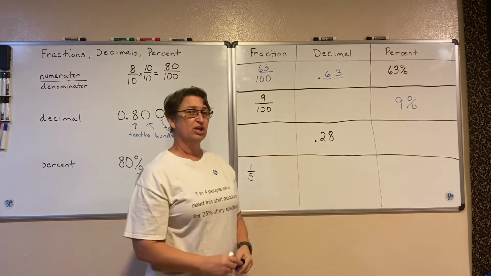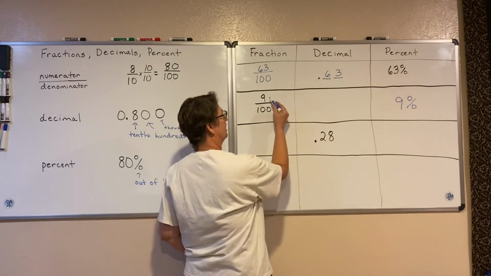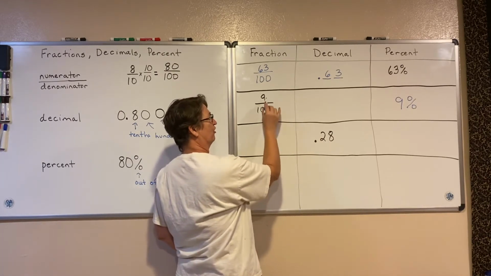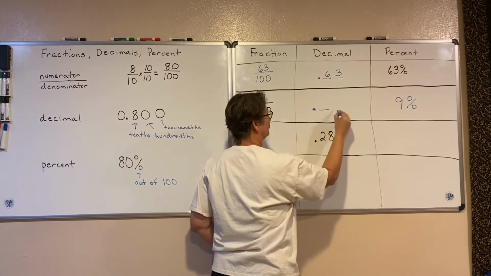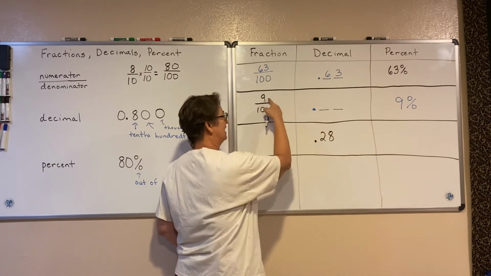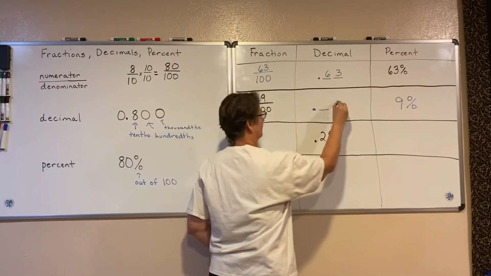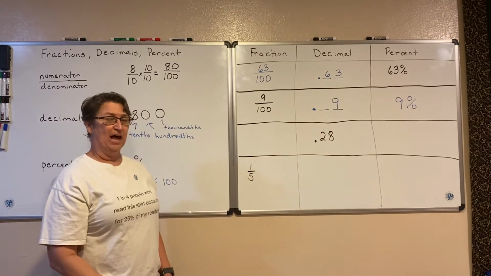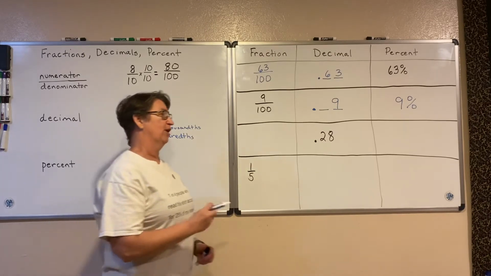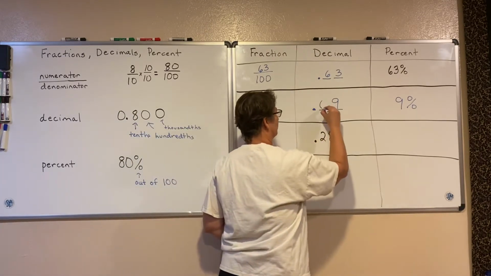The decimal's a little bit tricky here because here I have 9 out of 100, or 9 pennies. So I have to be careful to make sure that I put that 9 in the hundredths spot. Well, then what goes in my tenths spot? I have to have a placeholder there, and in that spot is a 0.